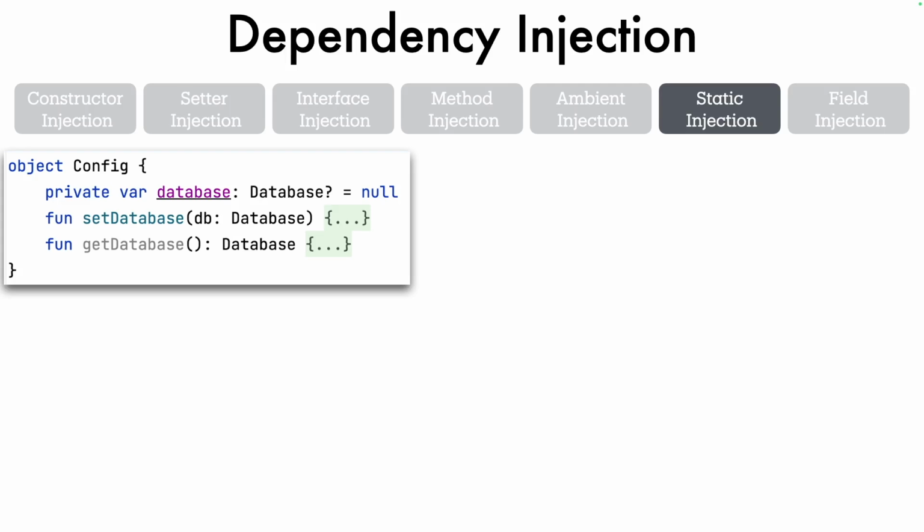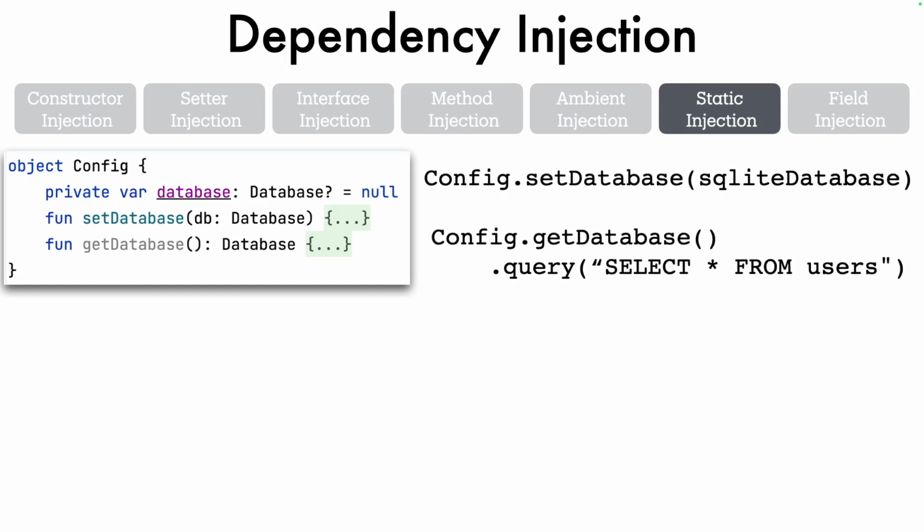Once I have this, I can just use the config.setDatabase to set the database and then get the database and create a query on that particular database. Once again, static injection has a lot of issues. The first one is global state. Static dependencies create a hidden global state, making the application harder to test.